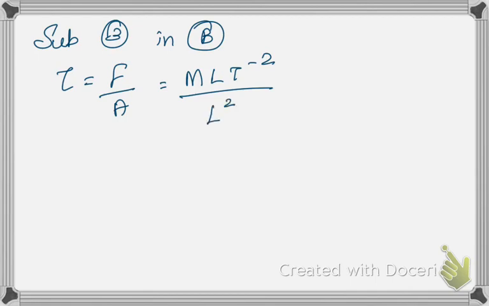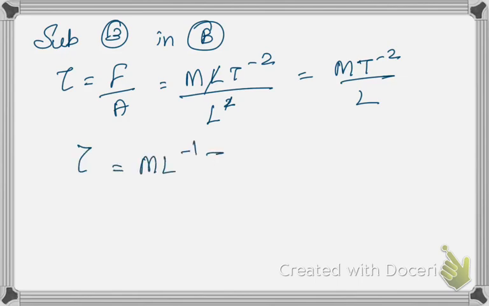Okay, so this L can be cancelled off. So for the unit I'll get, one L can be cancelled off, which is m t power minus 2 by L. Okay, so my shear stress will be m L power minus 1 t power minus 2. I'll keep this as 4. Okay, so I have determined my shear stress.